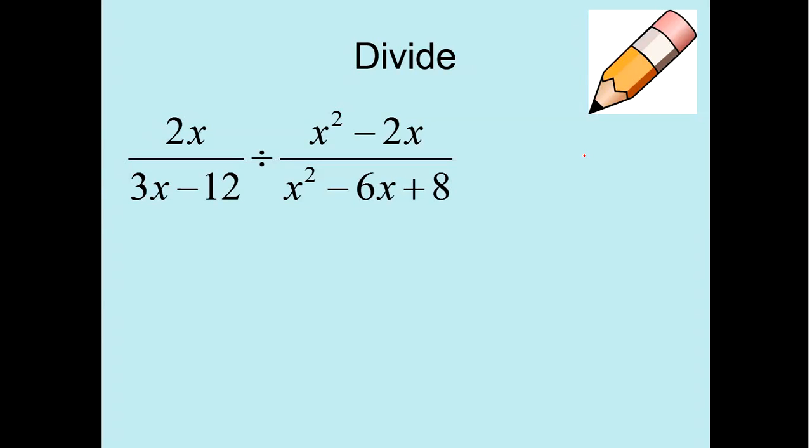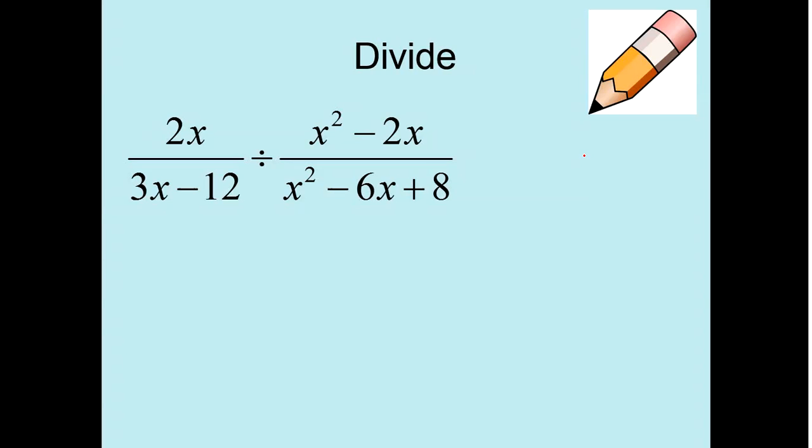And the final problem, dividing. Now dividing is nothing different than multiplication. There's just a tiny bit. But for division, first of all, always factor. Now, do not try to flip and factor at the same time because I find students get super confused. So what I would first do is factor everything.